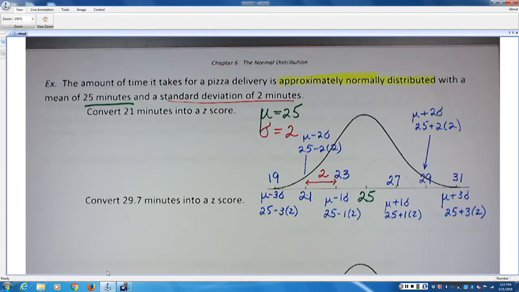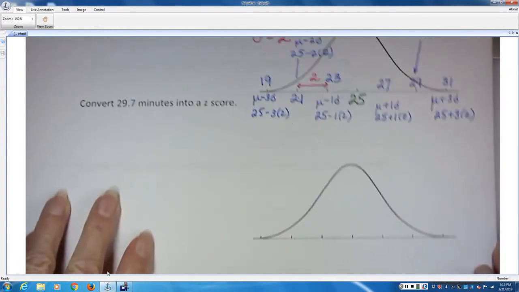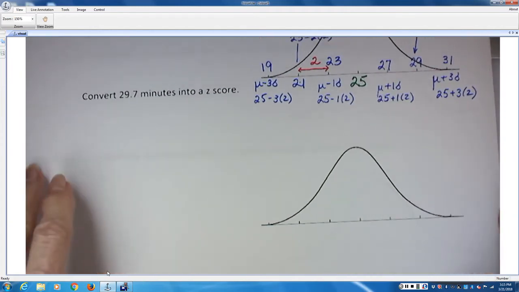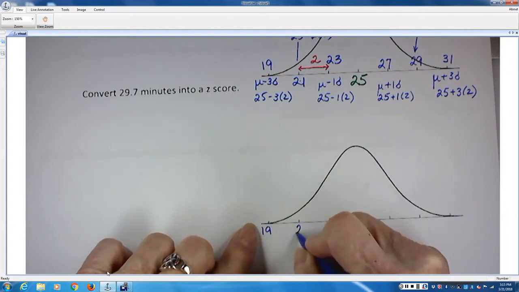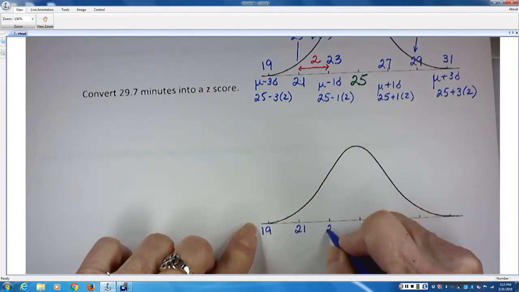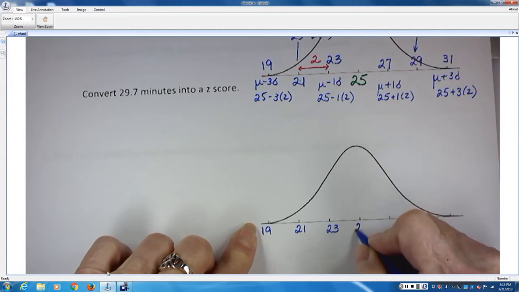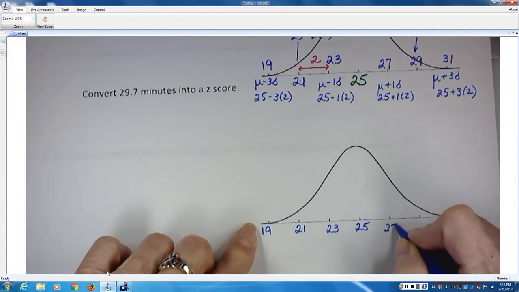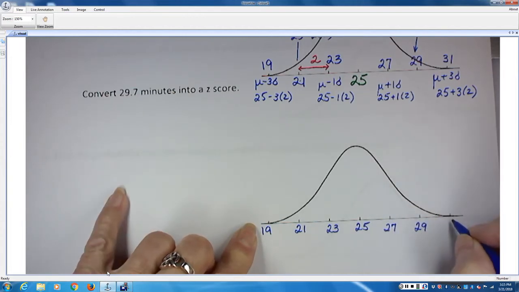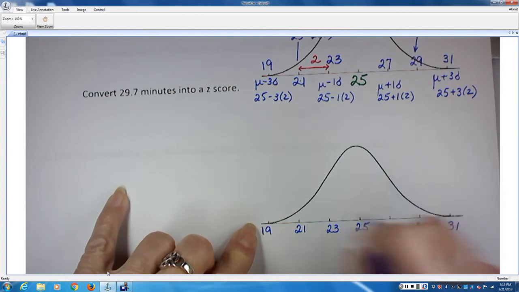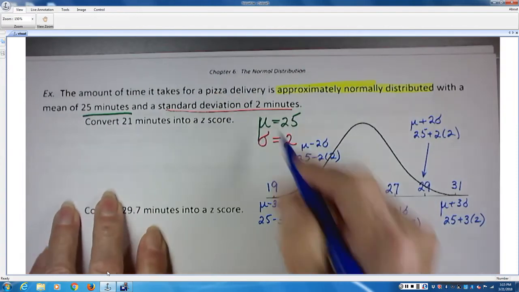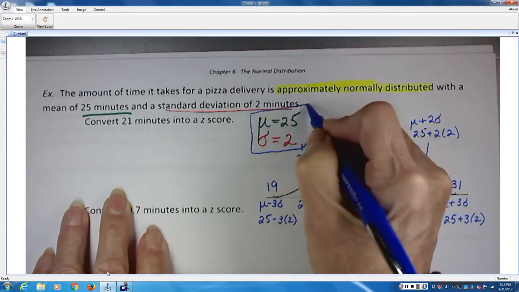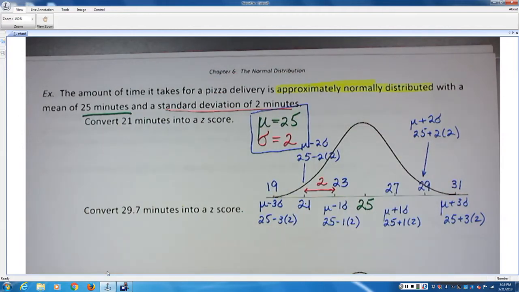And since both of our examples use that same curve, I'm going to go ahead and slide this up and go ahead and label the other curve underneath that. So this is 19, 21, 23, 25, 27, 29, and 31, and that's all based on the mean and standard deviation of 25 and 2 respectively. Okay?